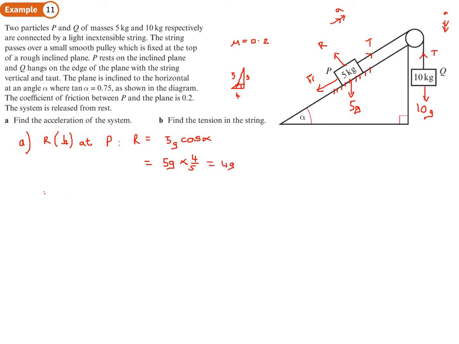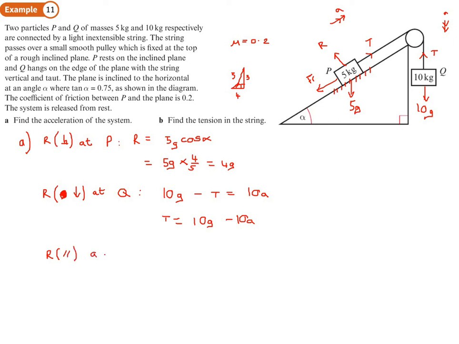Okay, so it doesn't really matter which one I pick first, whether I do Q or P. Let's do Q. So I'm going to resolve downwards at Q. So I've got 10g, and then because it's moving, I'm going to use F equals ma: 10g minus T equals 10a. I'm going to rearrange it because I want to cancel out the tension, so I'm just going to rewrite this as T equals 10g minus 10a.